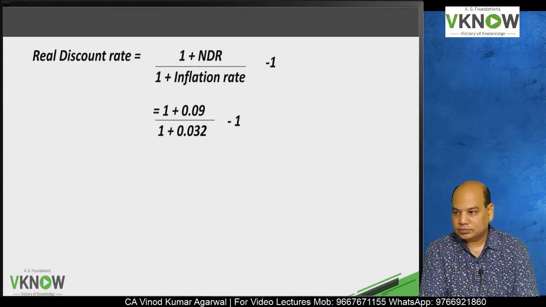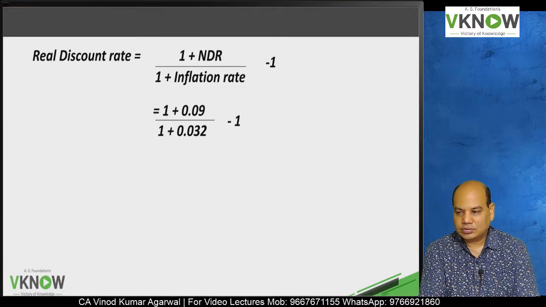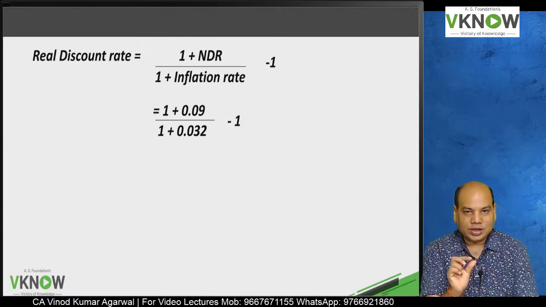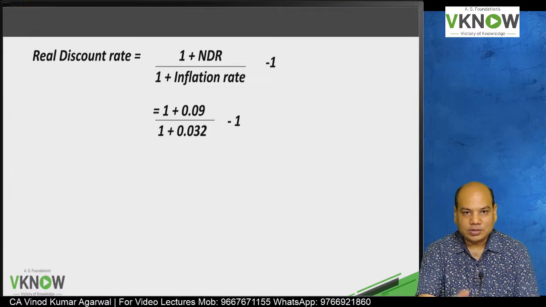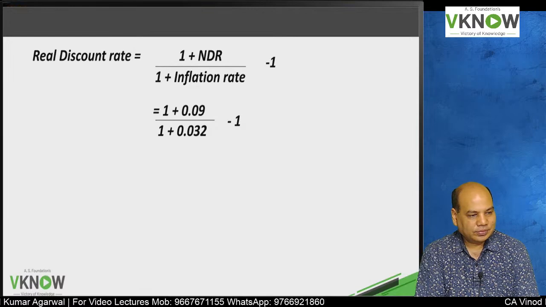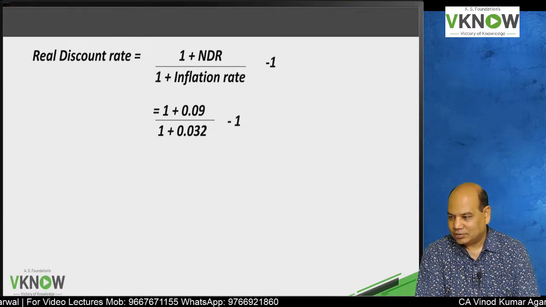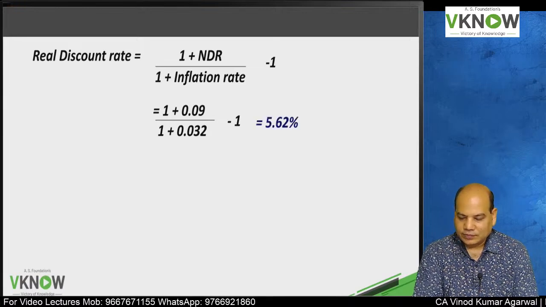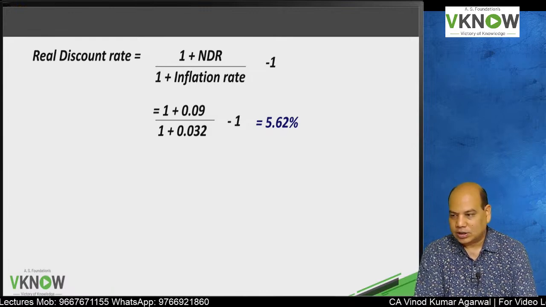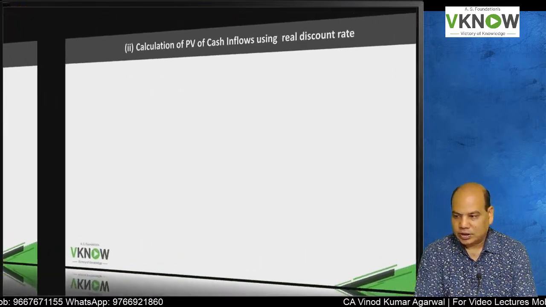Please solve. Give me the answer. Your participation is also required. The answer will not come directly; it will come after you respond. This is a special style of learning. The student has replied 5.62%. Correct. 5.62% is the real discount rate.